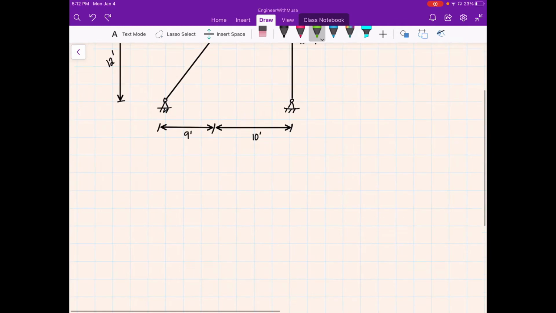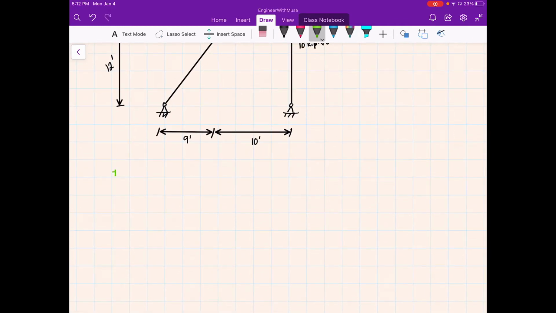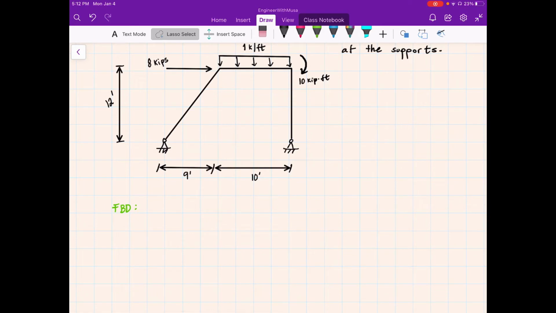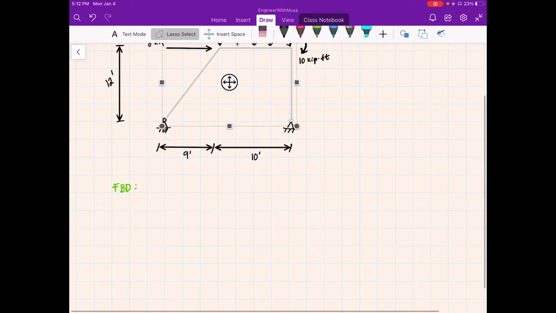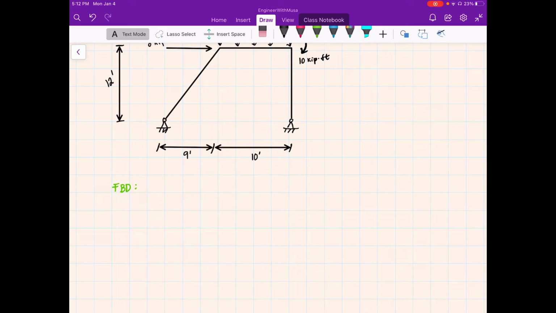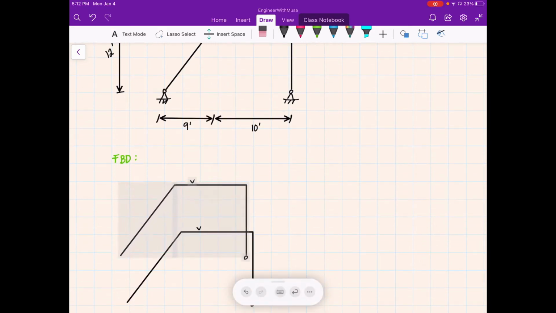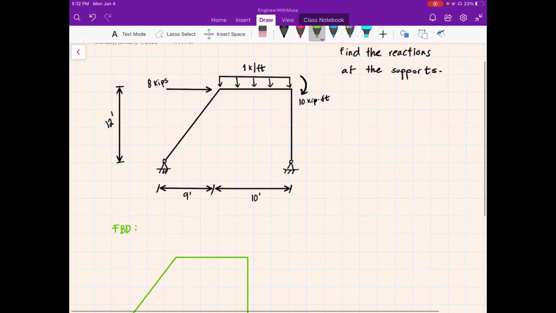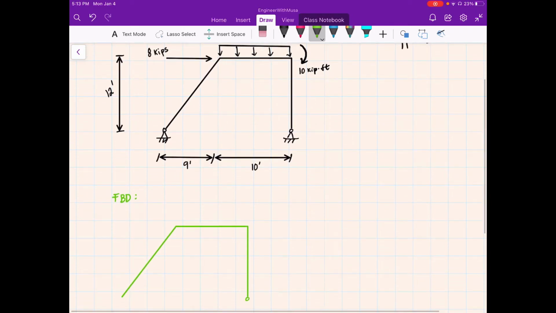So first things first is our free body diagram, FBD. And we're gonna go ahead and copy this that we have written and paste it over here for a free body diagram, and make that in green. And then we're gonna first write our external load. So we have an 8 kip load over here.